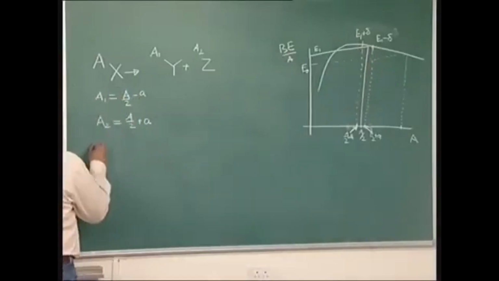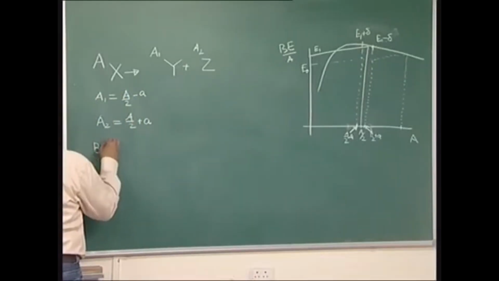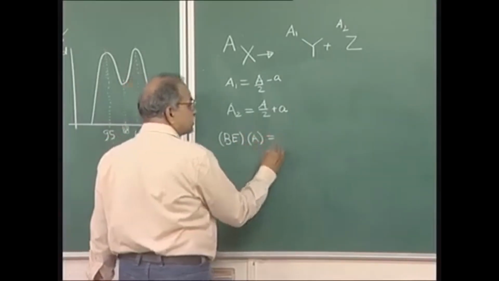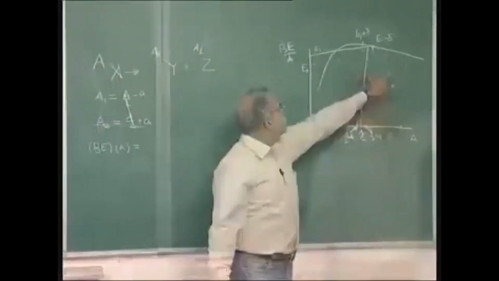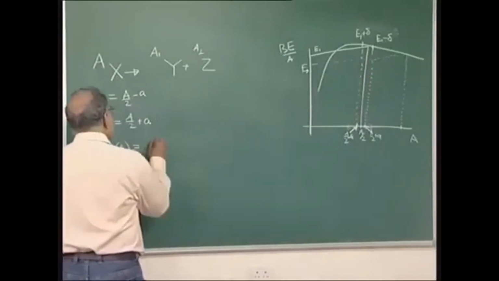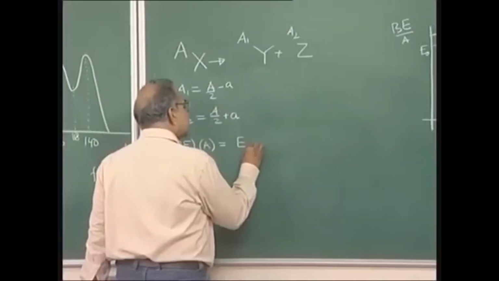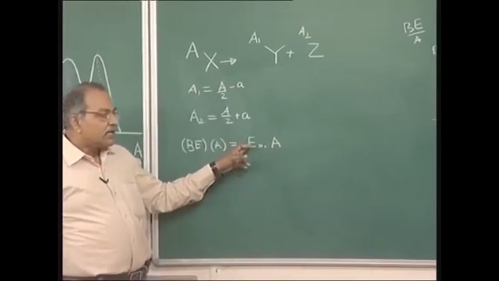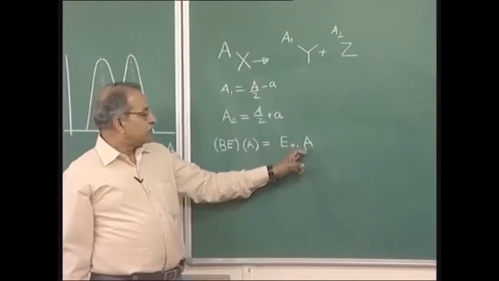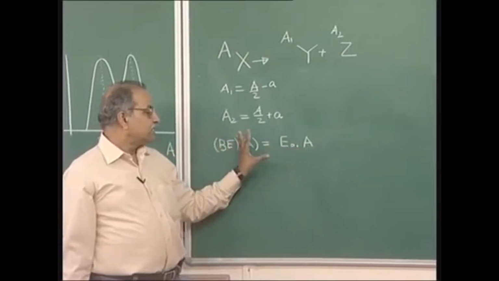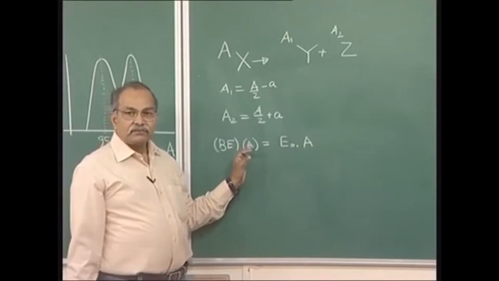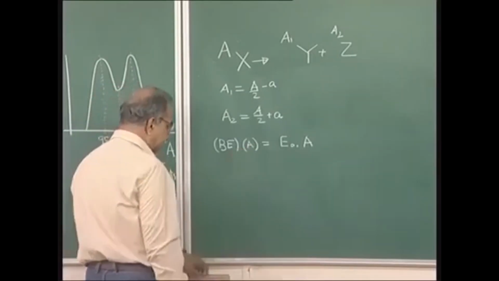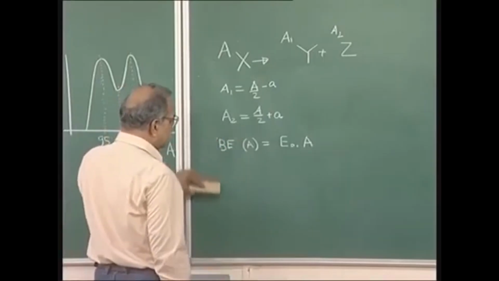So, the binding energy of the initial nucleus with mass number A, that is how much? Binding energy per nucleon here is E naught, so it is E naught times A. E naught is the binding energy per nucleon at that mass number, multiplied by the mass number. This is the total binding energy for the initial nucleus, right. This is not multiplication, it is the binding energy of A, the binding energy of the initial nucleus.